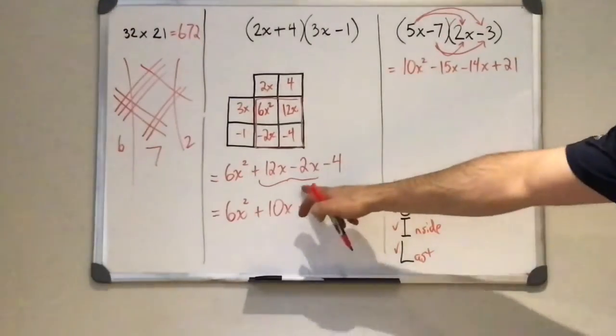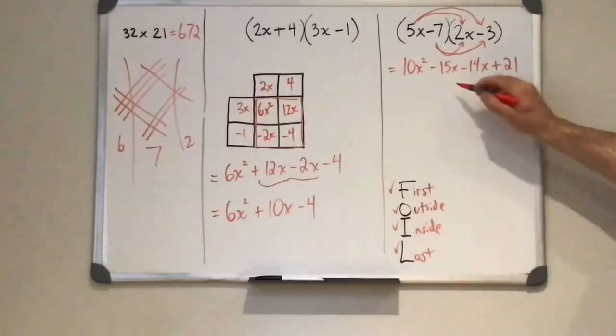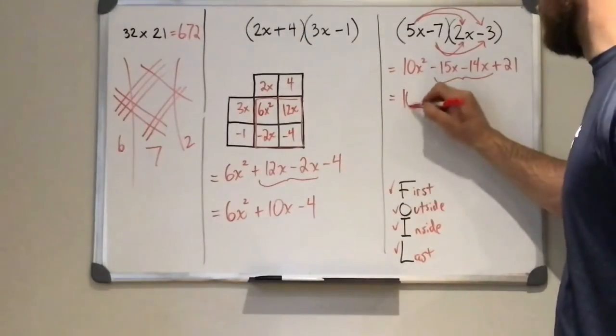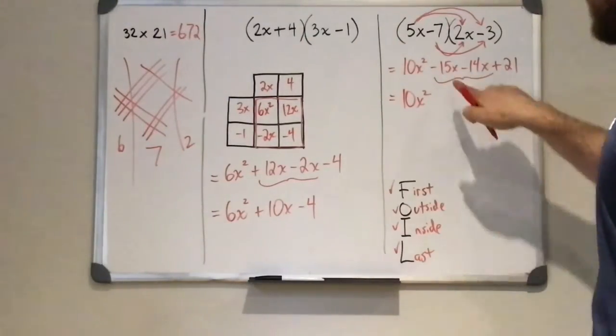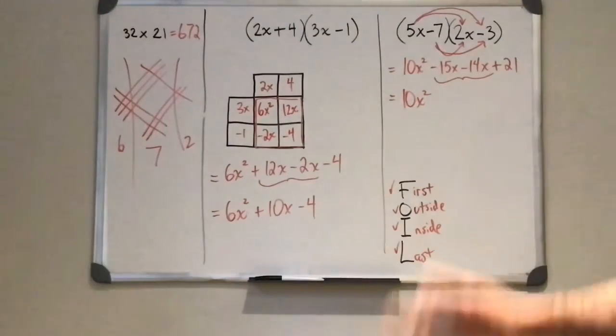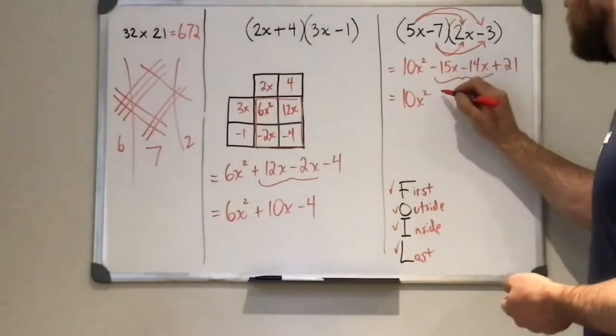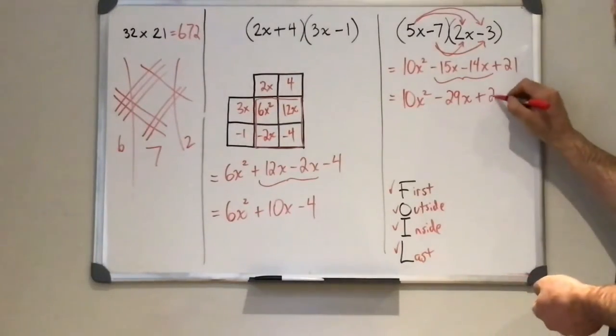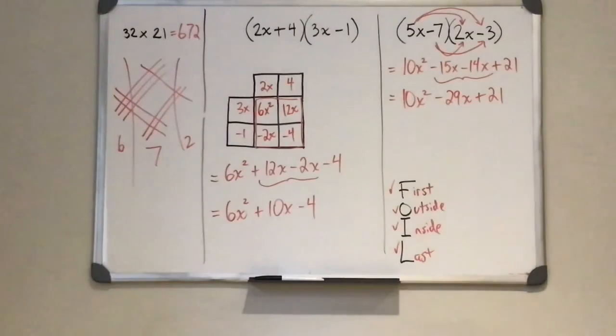So similar to this one, there's going to be 2 terms generally in the middle. Doesn't always happen that way, but the majority of the time for what we're looking for, it'll be both those x terms that we can group together. So we have 10x squared, negative 15 minus 14. So we're getting further in the negative direction. Is going to be negative 29x plus 21.